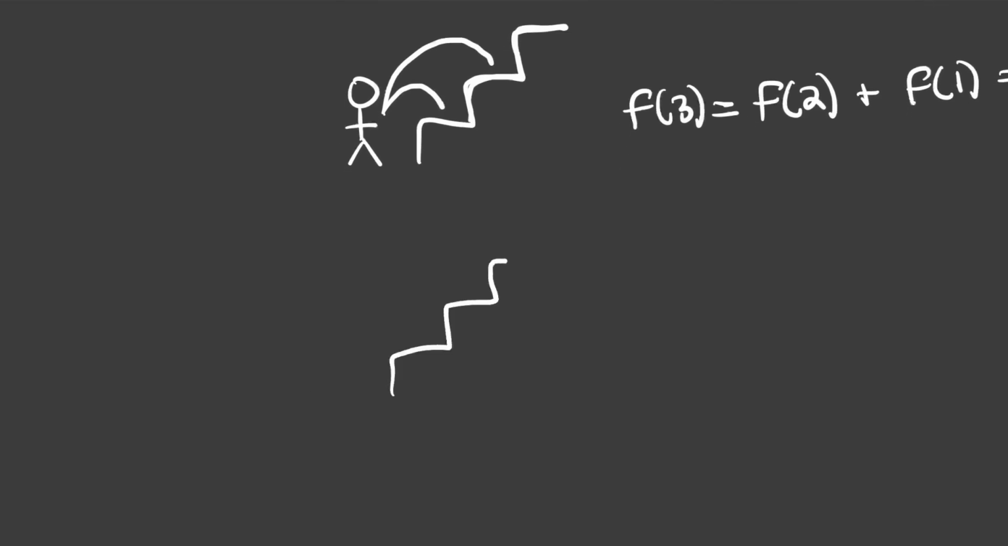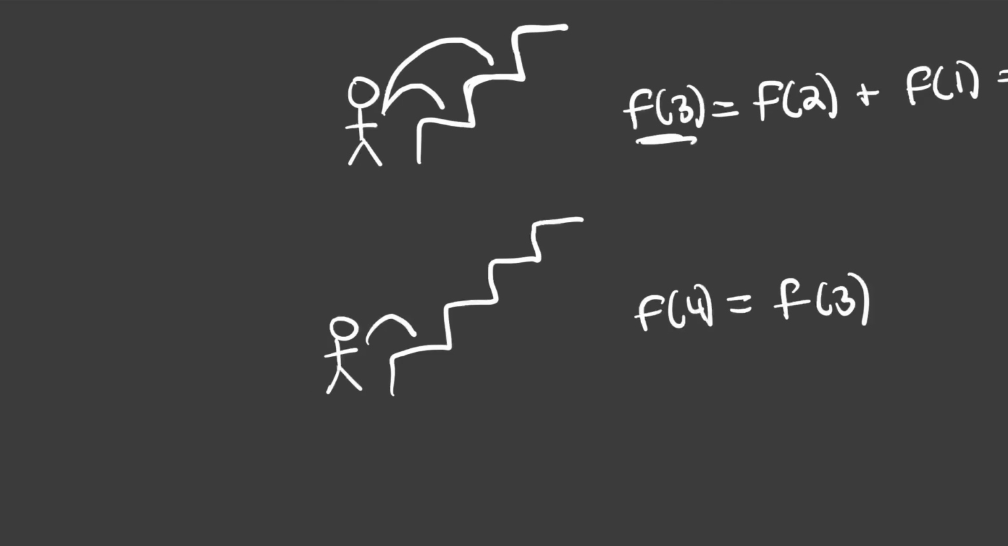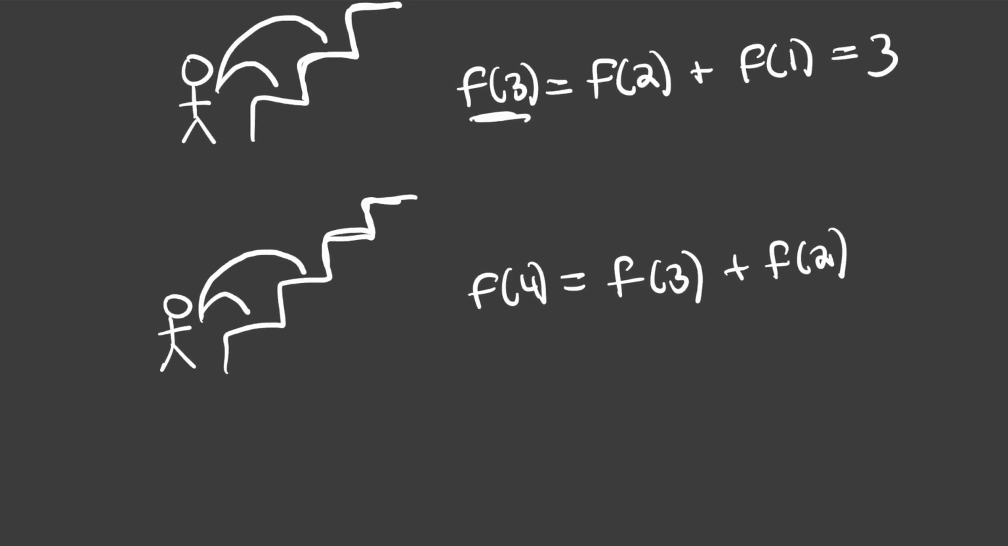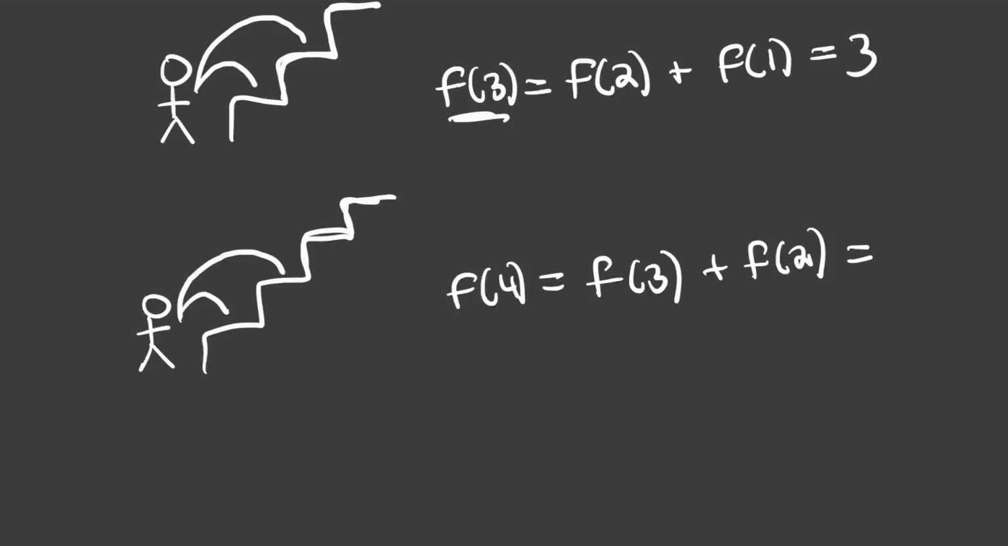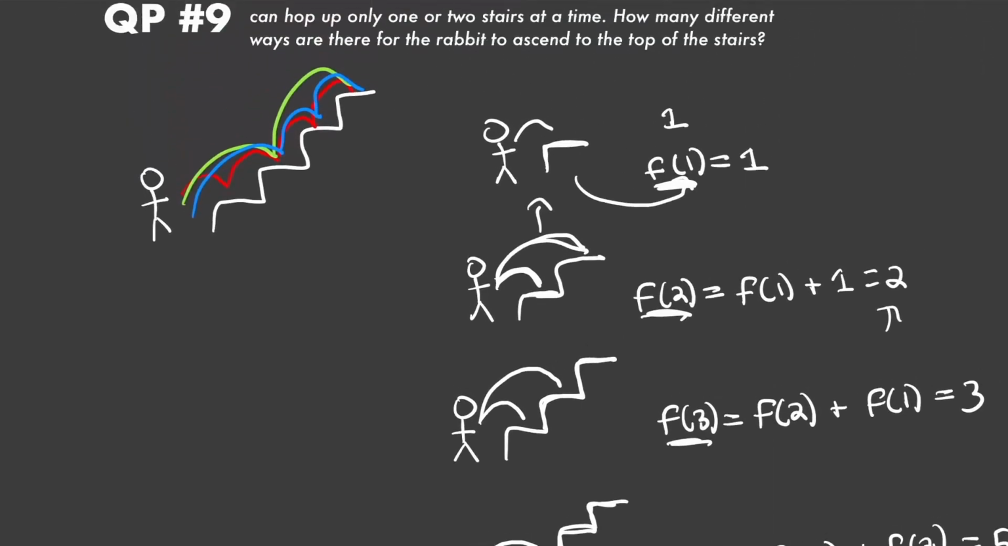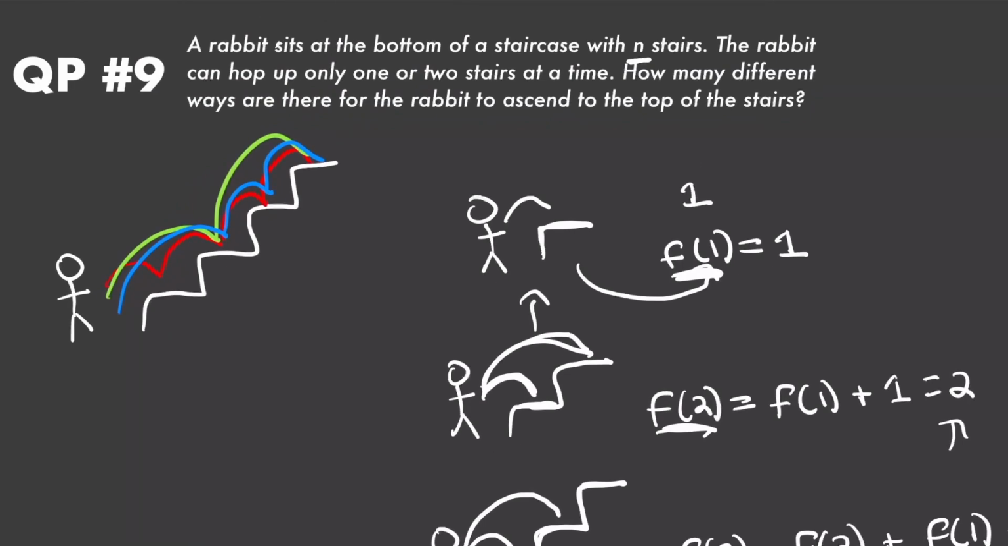Let's do one more. If I have 4 stairs in front of me, I have one way of getting to the situation where there's 3 stairs in front of me, right? So f of 4 is equal to f of 3. And then I have another way of getting to the f of 2 situation because now there's 2 stairs in front of me. So plus f of 2. And now you can see the pattern, right? f of 3 plus f of 2 is going to be equal to 5, right? And you can now see, we can now pretty clearly generalize to the n stair situation.